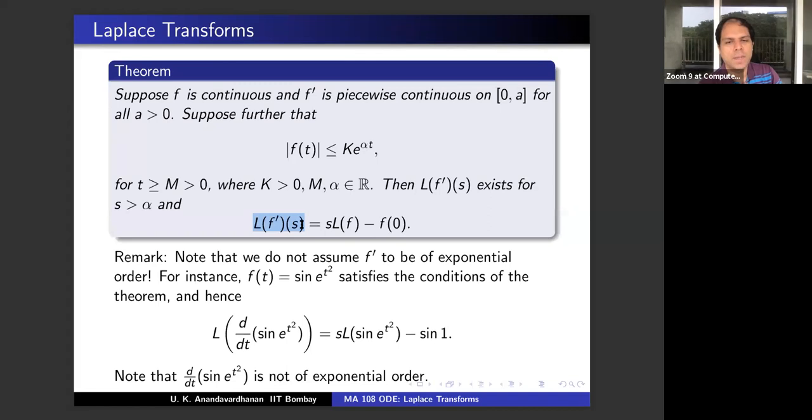So you have to do that. And in the second part, you will get s times L of f. And in the first part, when you put the limits, you will get f of 0. Proof is done. So it's an easy proof. I mean, is there anybody who did not understand the proof? Was it too quick?